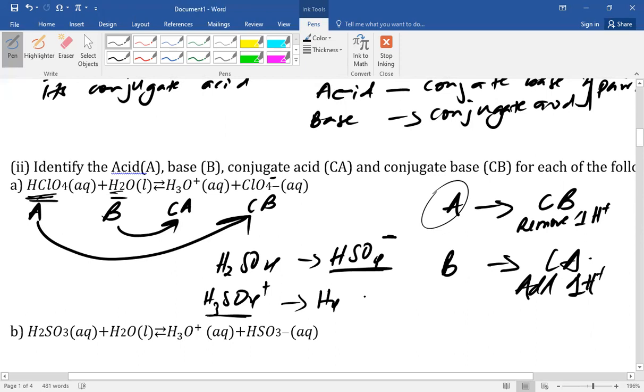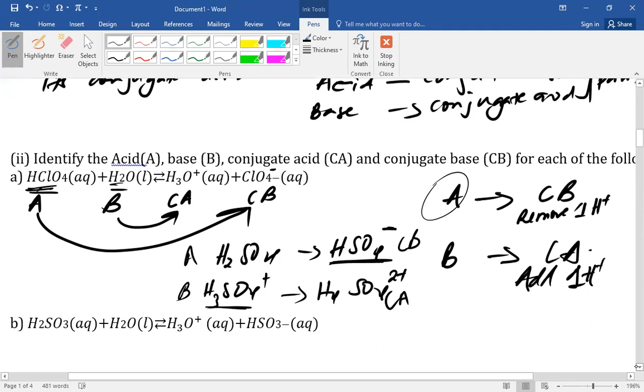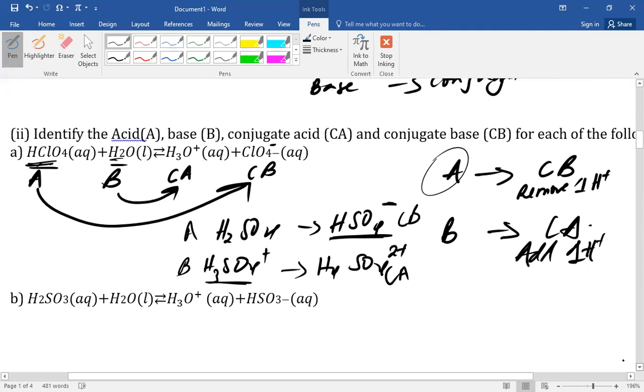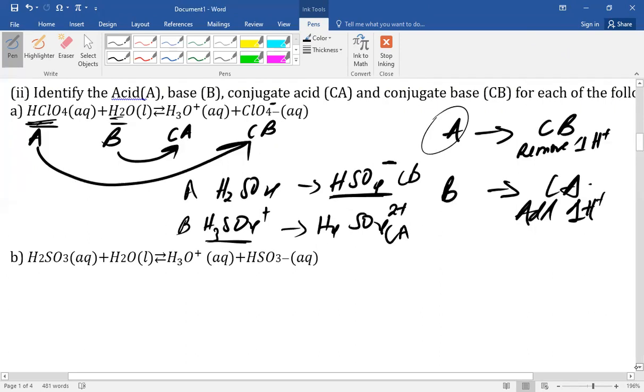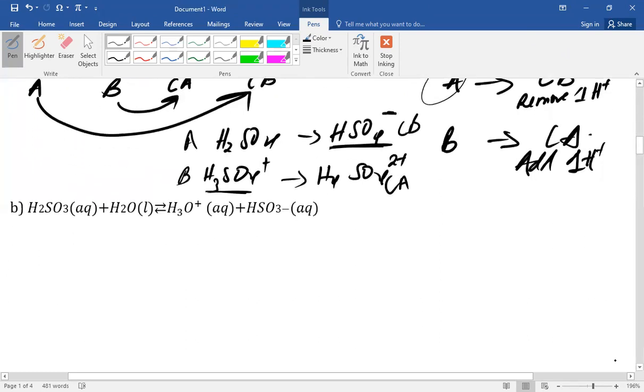We're going to add one more hydrogen to SO4. The charge also adds. We're going to add one more charge, so it will be 2 positive. So that will be the conjugate. We have acid and base there. All right, I'm pretty sure that has at least shifted your understanding.